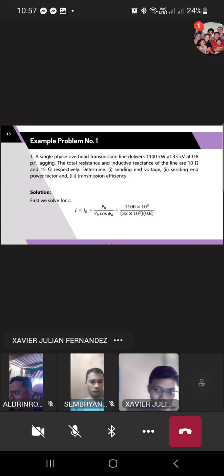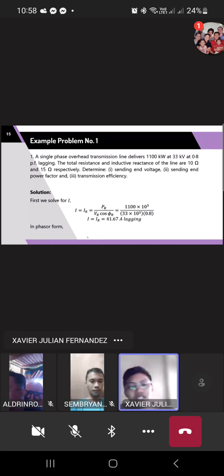41.67 amperes lagging. If we include the angle, is it positive or negative? Negative, because it's lagging, right? So what is the angle? Negative 36.87. So the angle is negative 36.87.